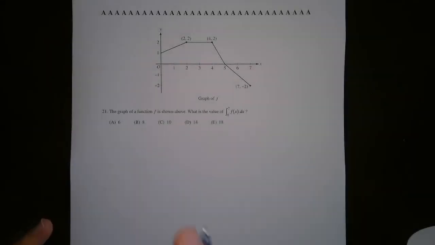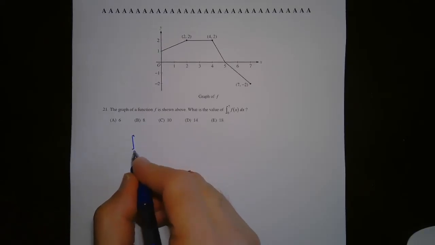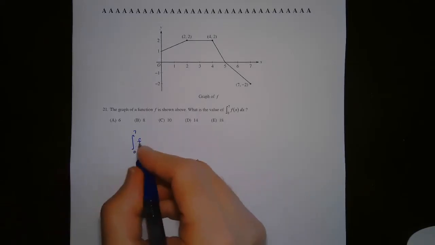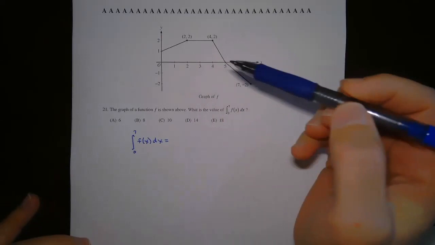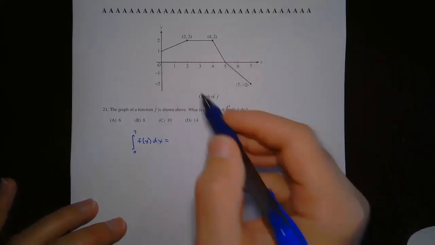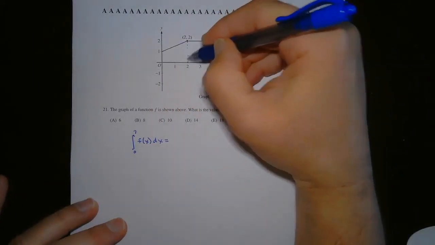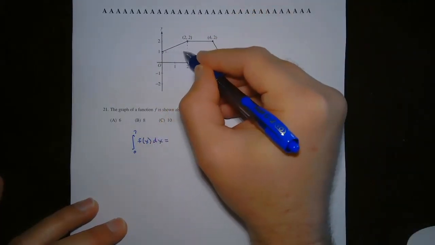Let's go to 21. For number 21, they're giving you the graph. It's linear lines. What is the value of the integral from 0 to 7 of f of x dx? We're just going to use geometric shapes to figure this out. From 0 to 7, we are going in the right direction because we're going from left to right. You can do this a couple ways. I would probably break this up right here and right here, into a rectangle, actually 2 rectangles.